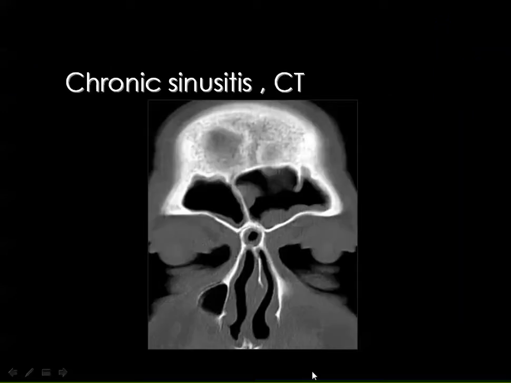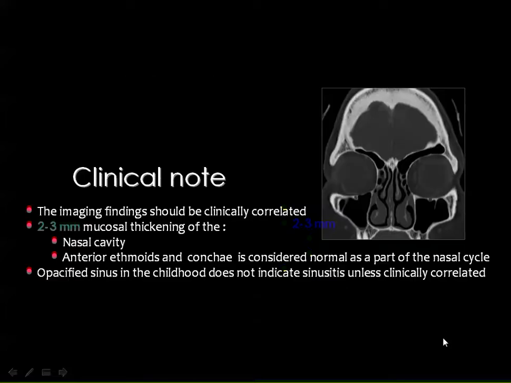Then the difference between acute and chronic sinusitis is that in chronic sinusitis you get concentric or bulboidal mucosal thickening of the affected sinus or sinuses. And you see here mucosal thickening in the frontal sinuses, denoting chronic sinusitis.